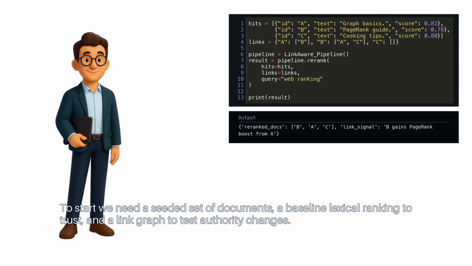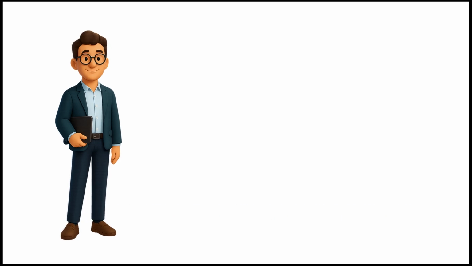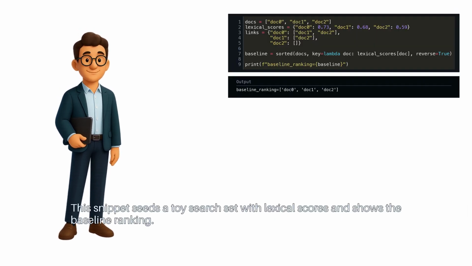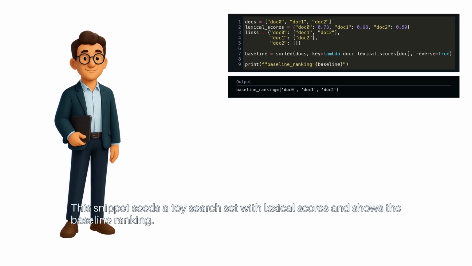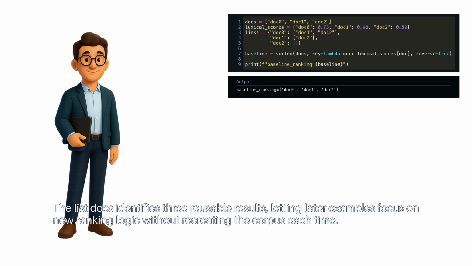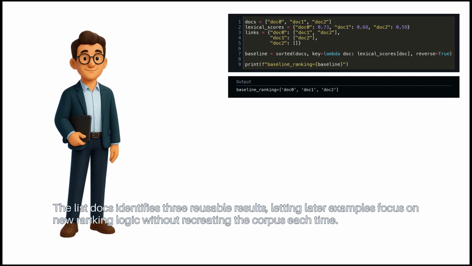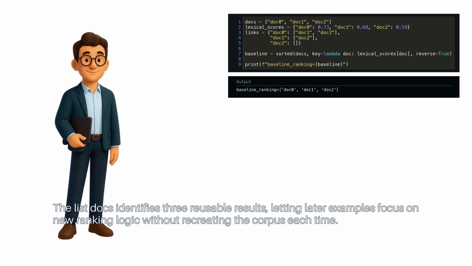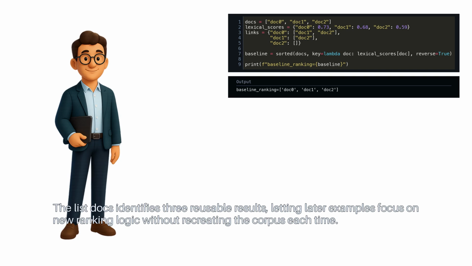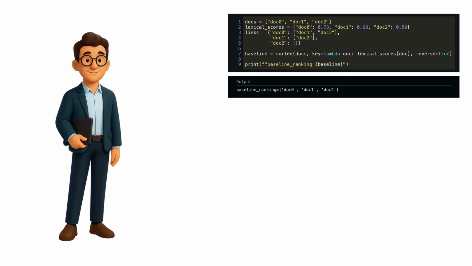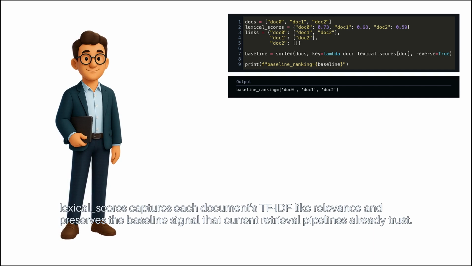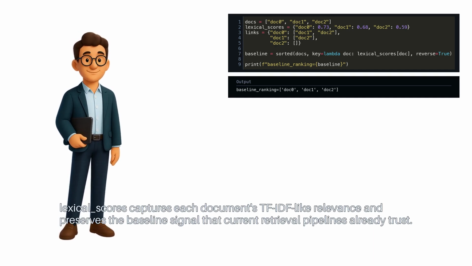To start, we need a seeded set of documents, a baseline lexical ranking to trust, and a link graph to test authority changes. This snippet seeds a toy search set with lexical scores and shows the baseline ranking. The list docs identifies 3 reusable results, letting later examples focus on new ranking logic without recreating the corpus each time. Lexical scores captures each document's TF-IDF-like relevance and preserves the baseline signal that current retrieval pipelines already trust.